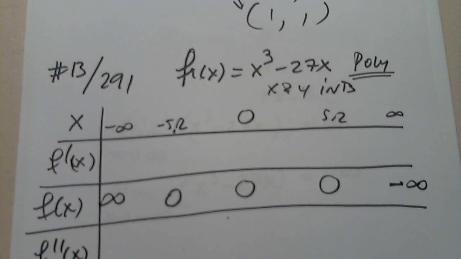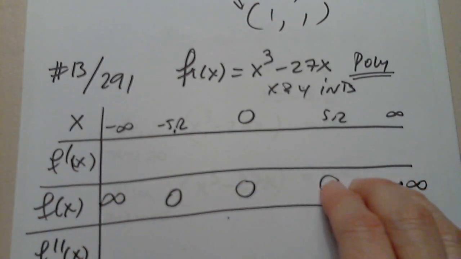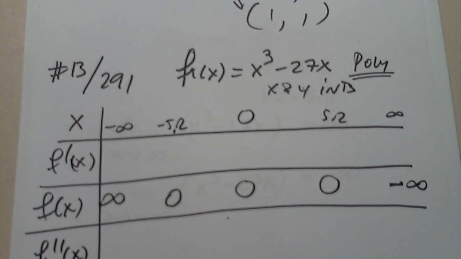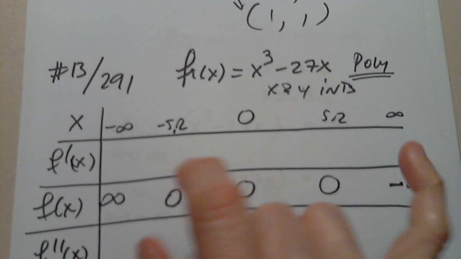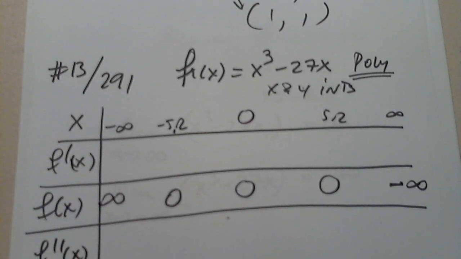So, what am I saying here? There is nothing else I can find about the function from the function itself. I'm done. I exhausted the function. I can only find the x and y intercepts and the limits. And I just did that. Now I'm ready to study the derivative.